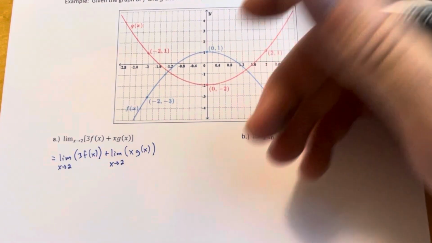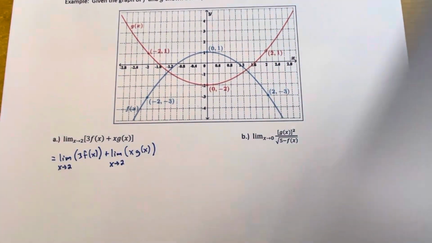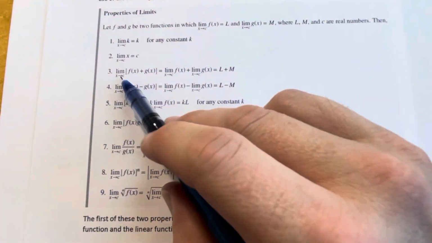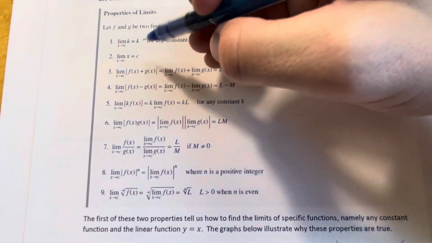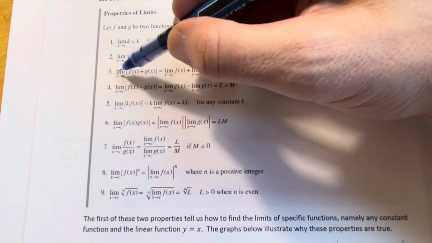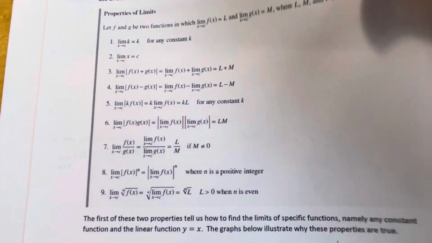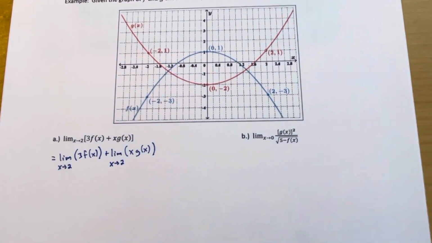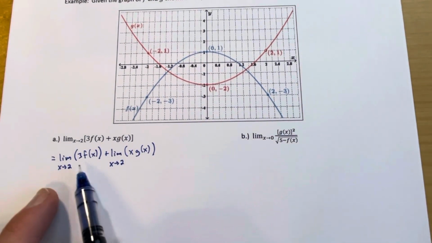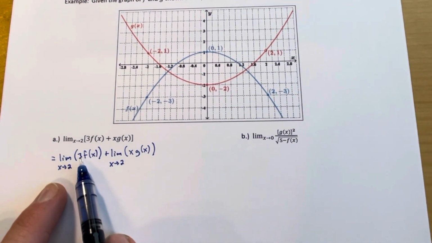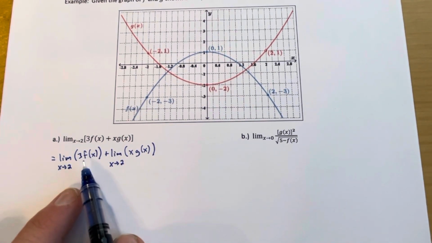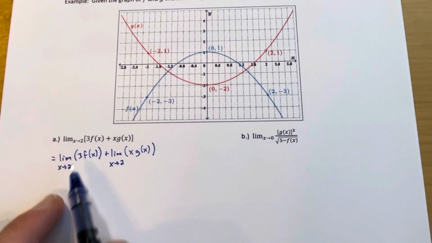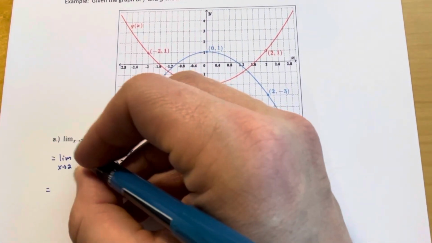So I'm using property 3, which again right here says that this limit, you can almost think of it like a distributive property, even though we don't call it that. It's almost like this limit distributes over that addition operation. Okay? But then we have a property that says if we have something times a function, whether it's a constant or another function like x, that we can bring that out. So, well, let's back that up a second. Constants can be brought out.